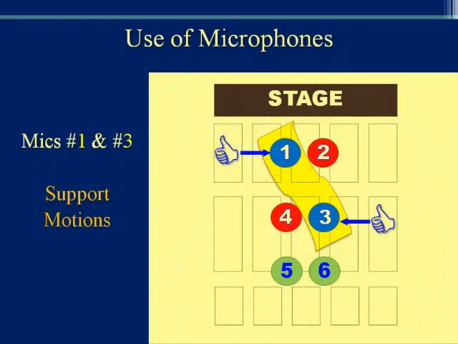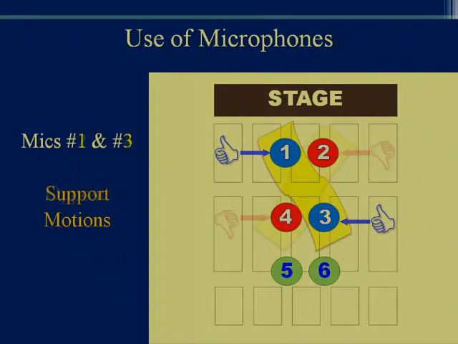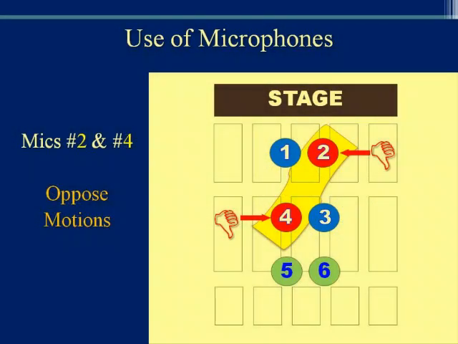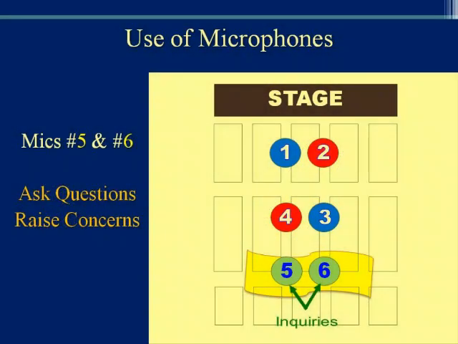When you wish to speak in favor of a motion on the floor, go to either microphone number 1 or microphone number 3. If you wish to speak in opposition to a motion, go to microphone number 2 or microphone number 4. Use microphone number 5 or number 6 to report any problem you have with participating in association business.